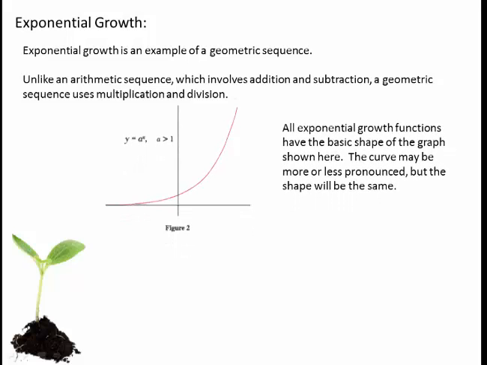All exponential growth functions have the basic shape of the graph shown here. The curve can be more or less pronounced, and we can flip the graph. So, for example, it could bend this way instead, but the shape will always be the same. Some real-world examples of exponential growth: bacteria colonies, population in an area, zombies. Okay, maybe that one's not so real-world, but zombies grow exponentially.